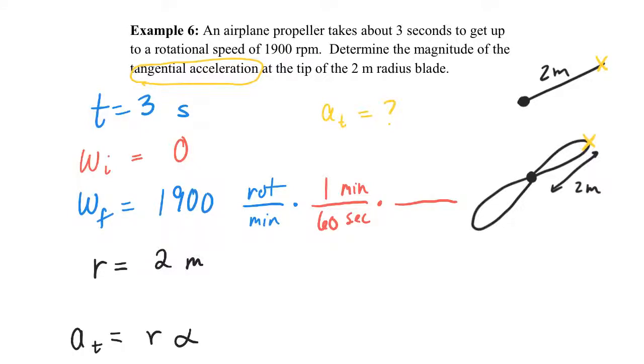Then, I don't want this to be in rotations anymore. I want it to be in radians, the other unit we've talked about. So I want to get rid of rotations, which is currently up top. So let's put rotations on the bottom. How many radians are there per rotation? 2 pi.